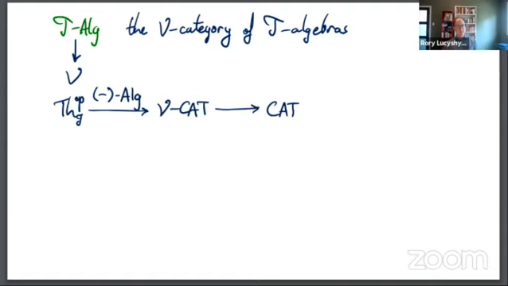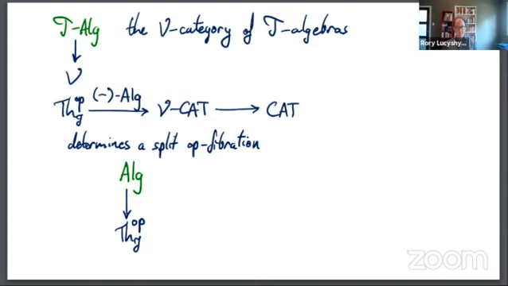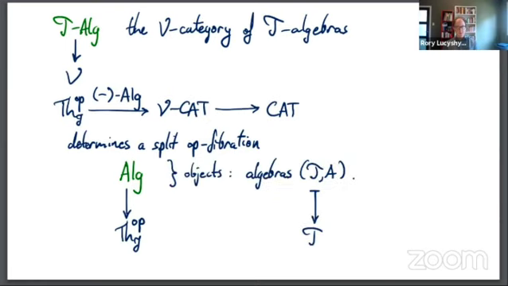We have this notation T-alg, and it's functorial contravariantly in T. So we get a functor from the opposite of the category of J theories to VCat, and then we can post-compose with the forgetful functor to Cat. We get a Cat-valued functor, and this determines a split opfibration, which we'll write in the following way. We're introducing the notation Alg for the category that we get. Its objects are algebras, T comma A, and the resulting opfibration sends the algebra T comma A to the theory T.